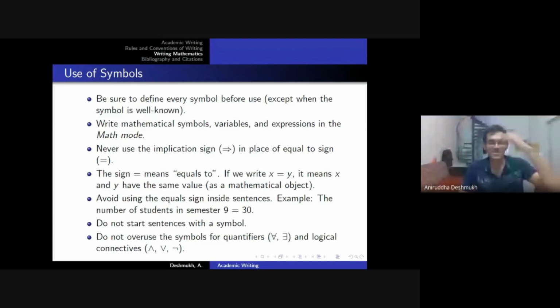And always remember that if you have to start a sentence, you do not start it with a symbol. So we never write that capital X is a set. We write let capital X be a set.